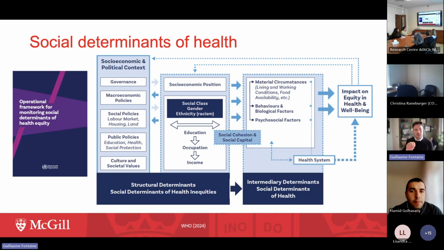And they also specify, like I said, intermediary determinants of health. And those are closely related to the behaviors of individuals, biological factors, psychosocial factors, and all of these interact and intersect to have an impact on equity in health and well-being. So I think it's important to have those determinants in mind as we move forward.